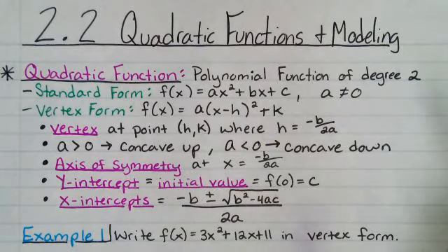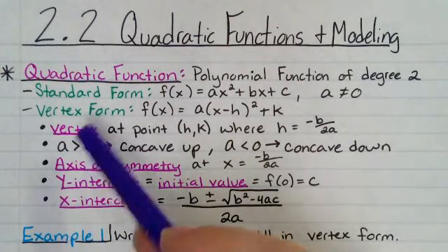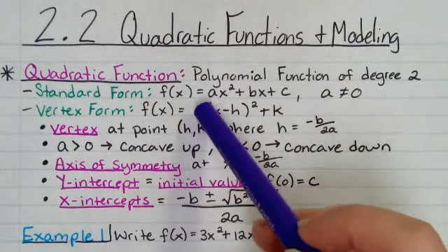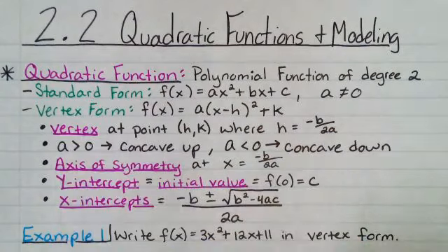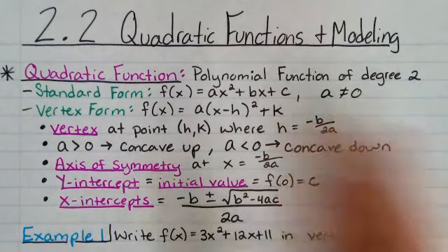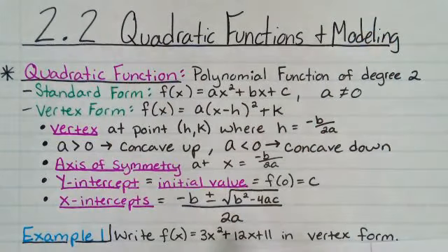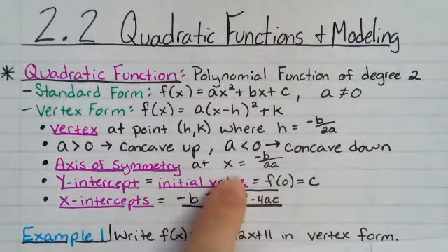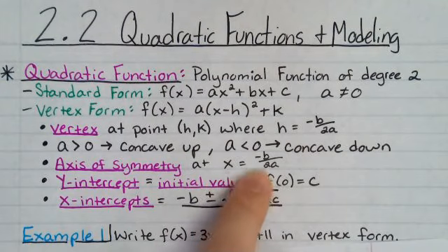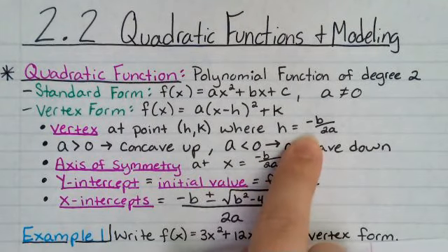So it's easier. Whether it is standard or vertex form, if your a value is greater than 0, then you know that it's going to be concave up. You'll see that your parabola faces up. Whereas if your a is less than 0, you know it's going to be concave down. Your axis of symmetry is where x is equal to negative b over 2a. Notice that that matches the h from your vertex.